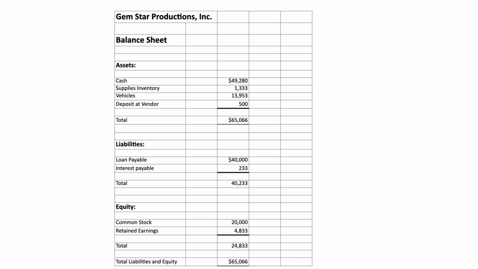$24,833. One key point about the balance sheet is that the assets and the liabilities must match. As we can see here, the assets are $65,066, and liabilities and equity total $65,066.